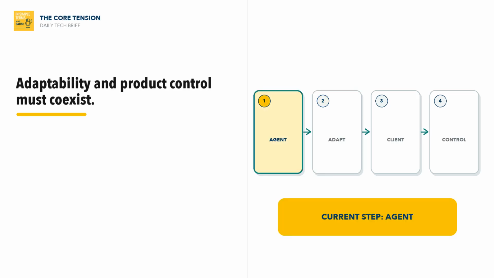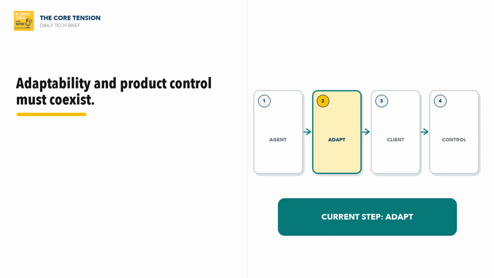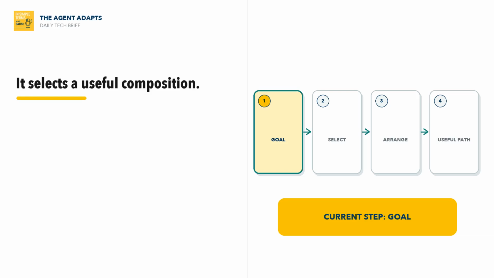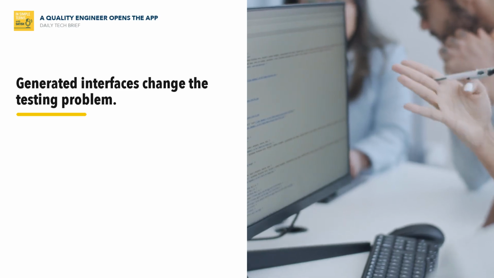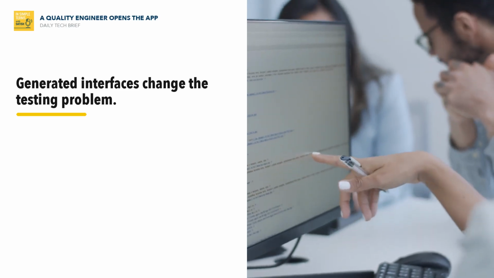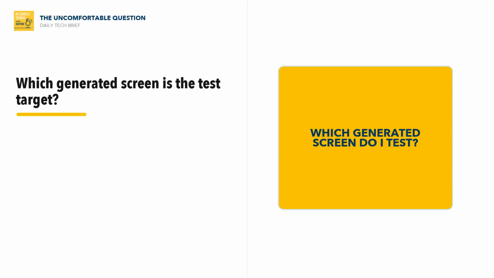That separation creates the useful tension at the heart of Gen UI. The agent gets freedom to adapt. The product keeps control of its boundaries. Then a quality engineer opens the app and asks an uncomfortable question. Which screen am I supposed to test?